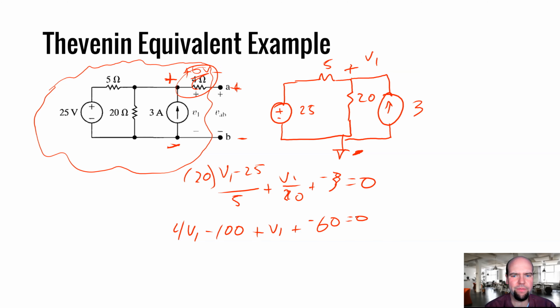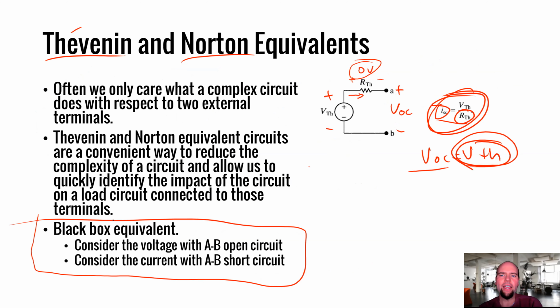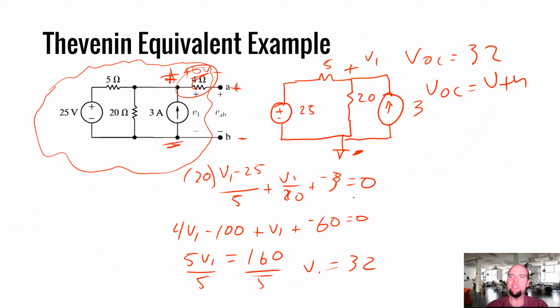So then we have 5V1 equals 160, divided by 5 is 32. Okay, so V1 equals 32. And V1, again, this voltage here is my open circuit voltage. So VOC, my open circuit voltage, is 32. And VOC equals my Thevenin equivalent voltage. So again, going back here, if we left these terminals open and we measured the voltage, that is our Thevenin equivalent voltage. So we found the Thevenin equivalent voltage. It was 32 volts.